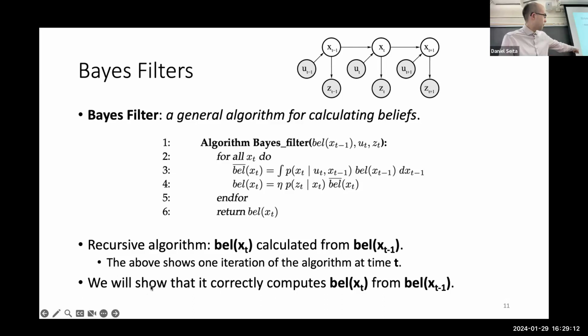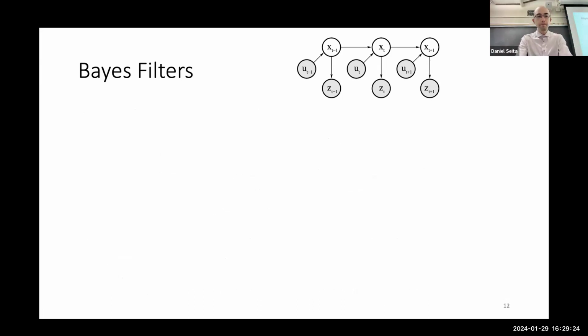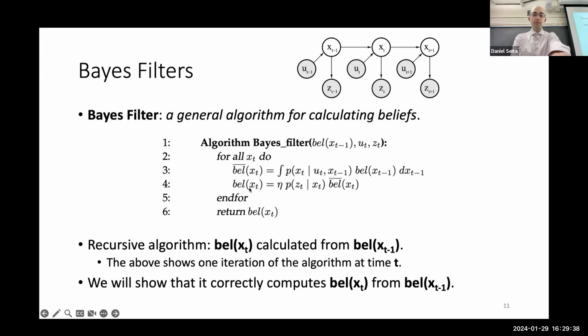All right, so let's do the bottom bullet. Let's show that it correctly computes the next belief, or the current belief, from the prior belief. And the way that we'll do this is we will start with the computation for a belief here. If you go back, that's this thing here. And then we're going to try to show that it equals this, so that it didn't come out of nowhere.